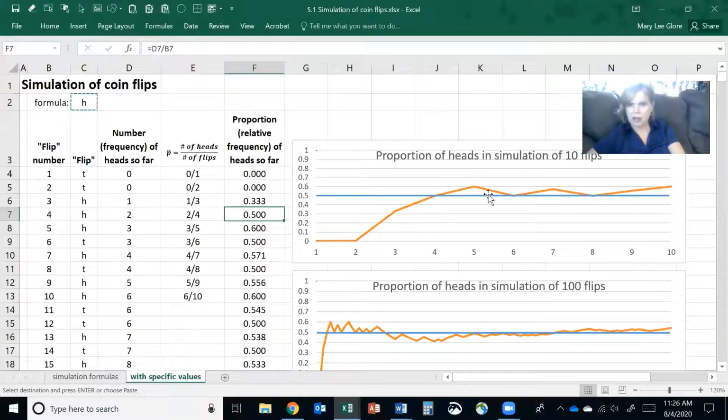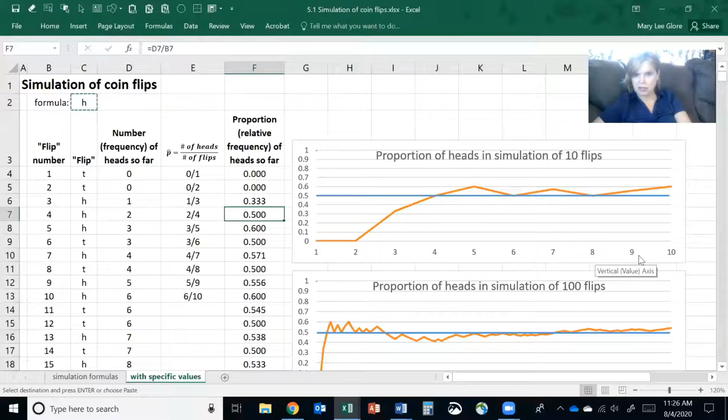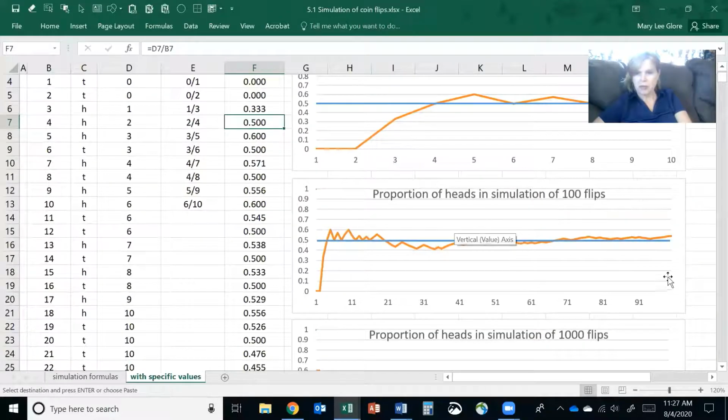You can see I've got a graph over here, and on that graph, it's the first 10 flips. You can see that my proportion of heads started out at 0, and then it was 0 again, and then it was 1/3, and then it was 1/2, and it went on and on. This blue line, that's half. So it started out away from half, and it got a little closer. The next graph is what happens if I do 100 flips. Again here's my 0, 0, and then my 1/3 and 1/2. Now over time, it's going up and down around this blue line. Even at 100 flips, it doesn't equal half. It's close to half, but it doesn't equal half.